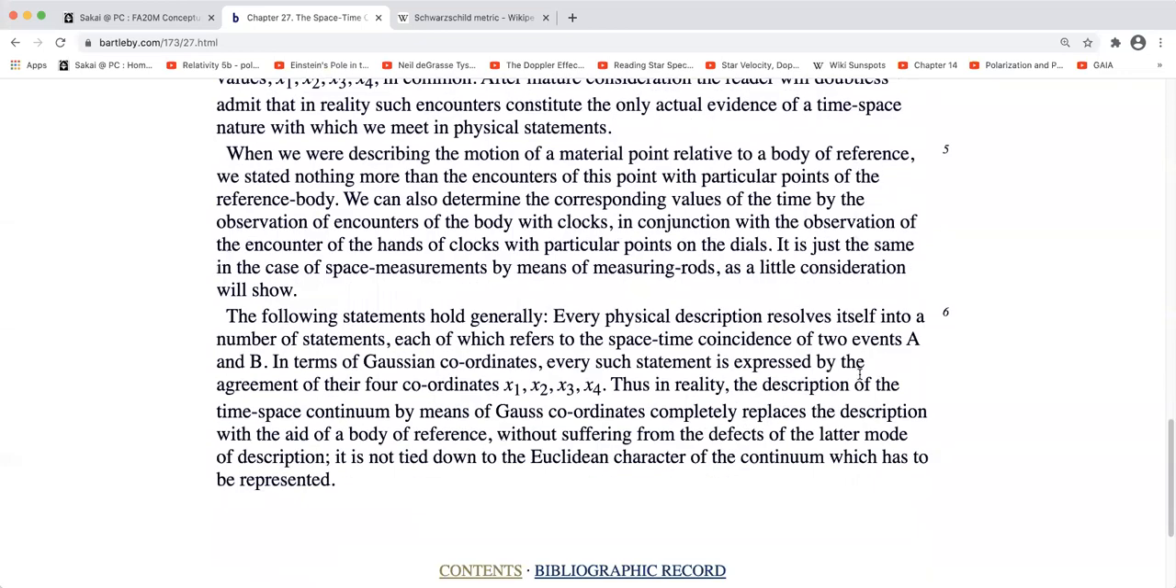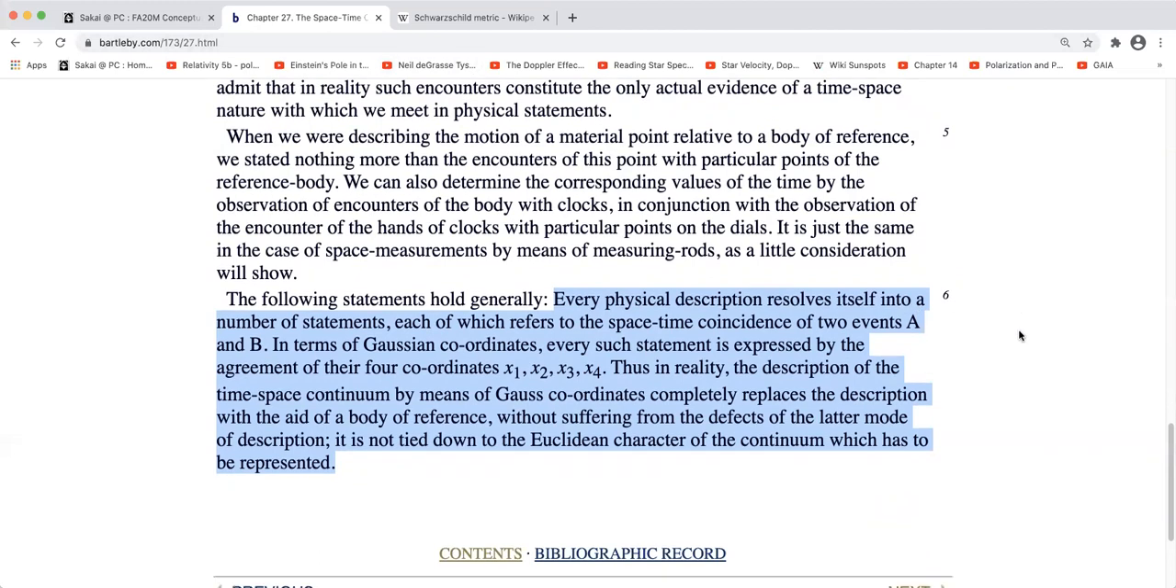Let's go to the last paragraph. Is Gabby Larissa with us? Yeah, hi, how are you? Doing well, thank you. Would you mind reading this paragraph in blue, please?